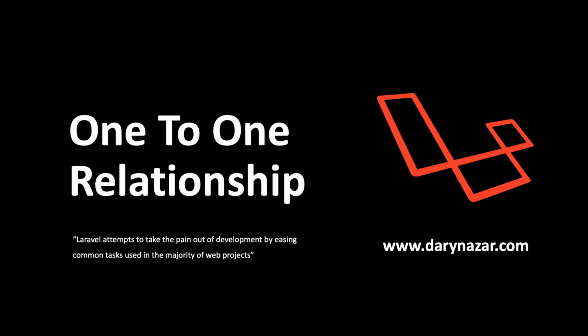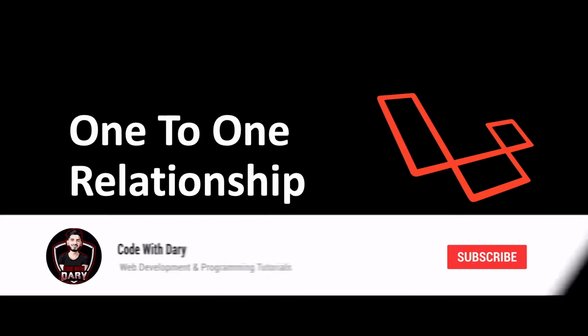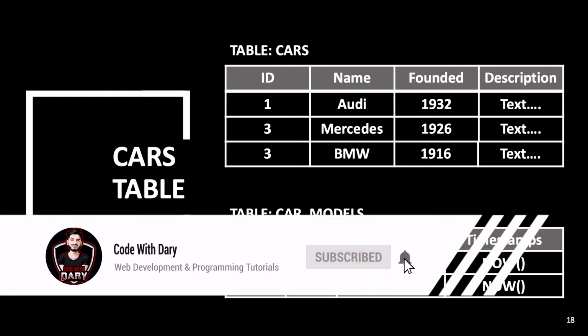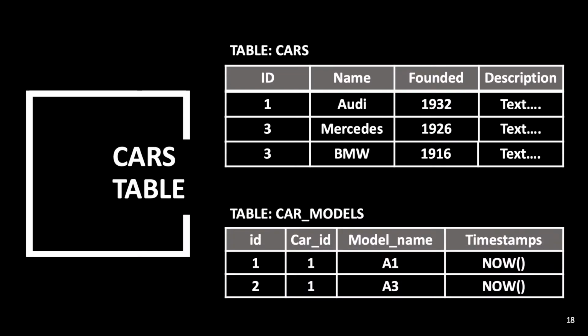In this video, I want to talk about Eloquent's one-to-one relationship. This is a pretty easy relationship. If we take a look at the example that we had in the last video, we got our table cars with the ID, name, founded, and the description where we store car brands. And we also created a one-to-many relationship. So a new table, car_models, where we have our ID, car ID, model name, and the timestamps stored.